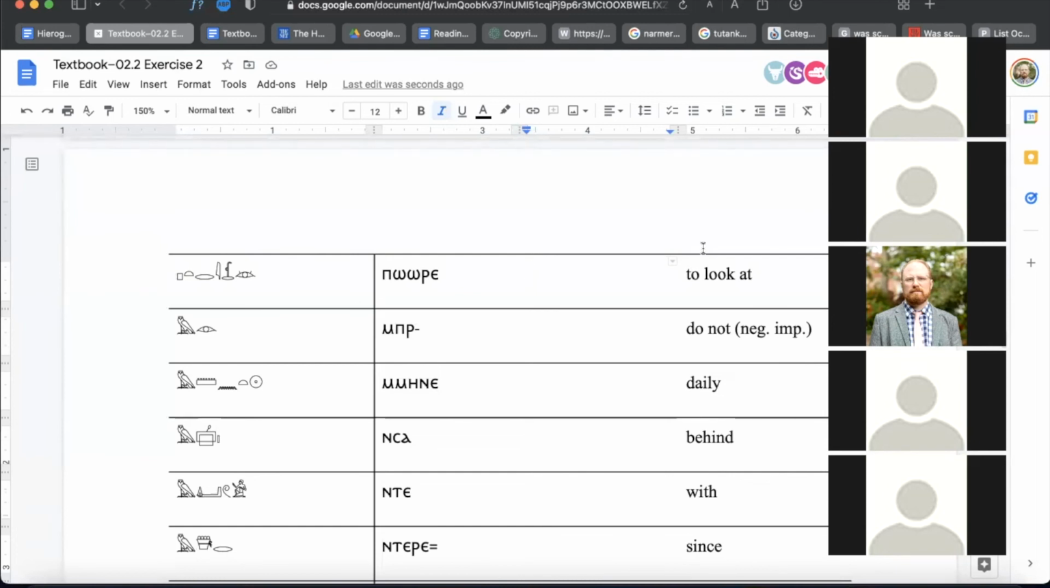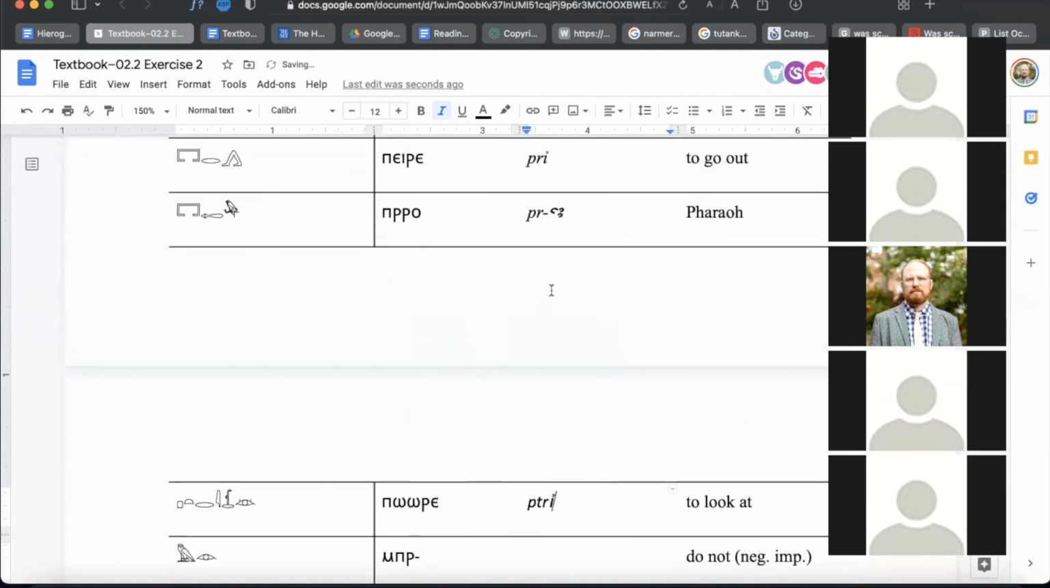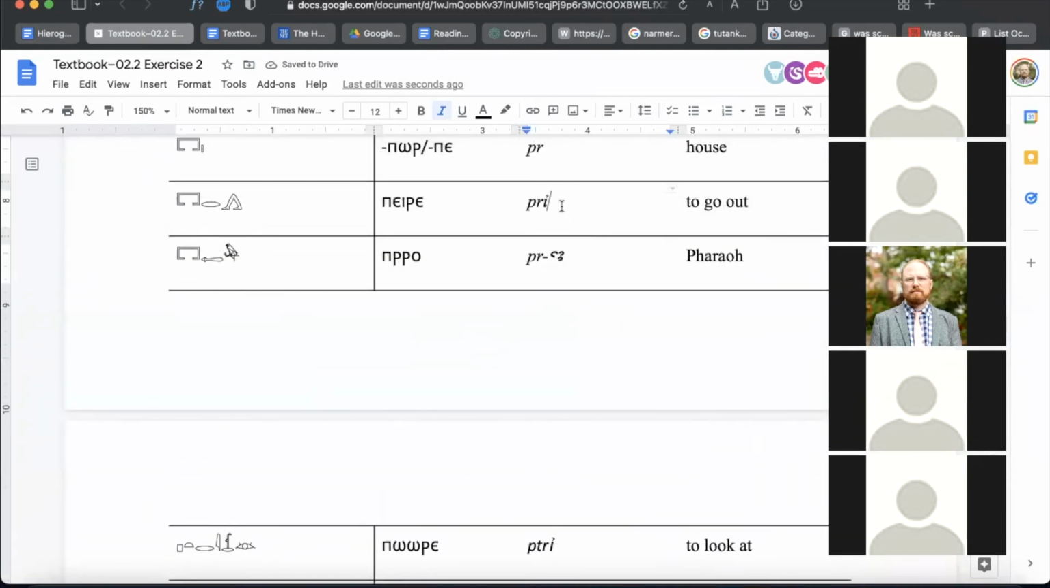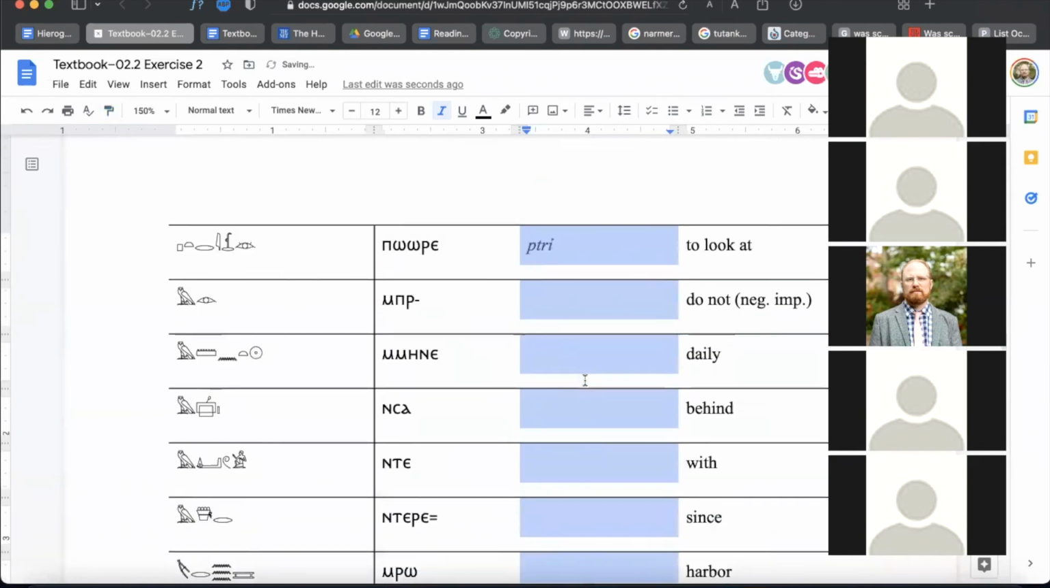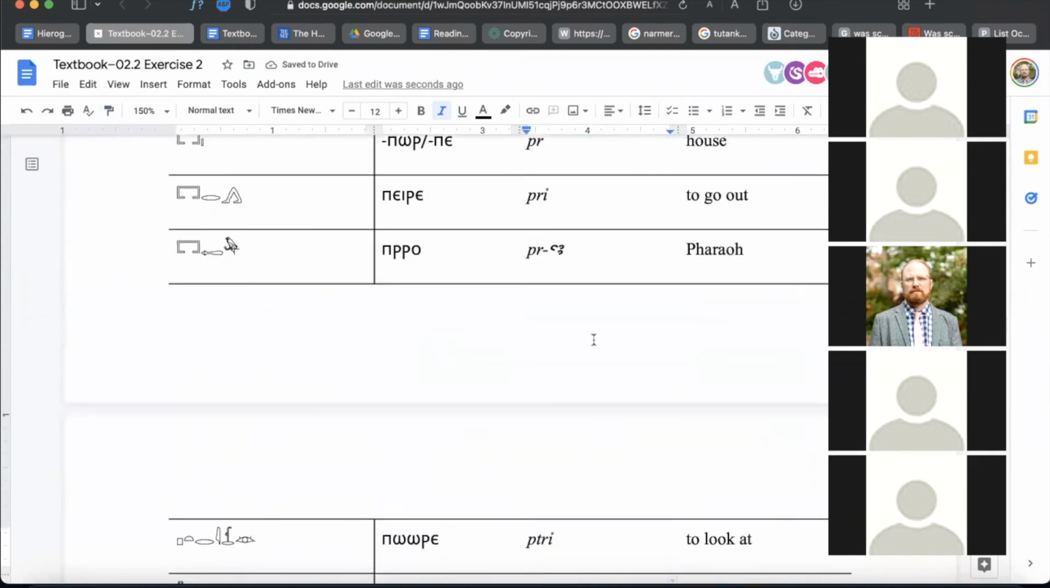All right. It's PTRI. Yeah, why did my font just change? That's annoying. Let's see if I can just copy it. Did that fix it? Yes. Okay, good.